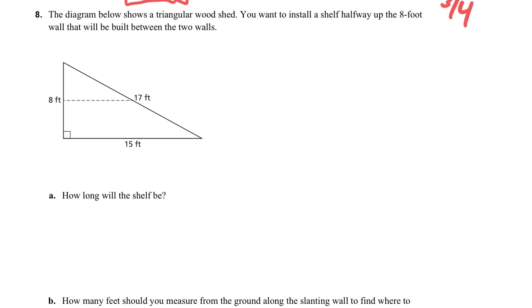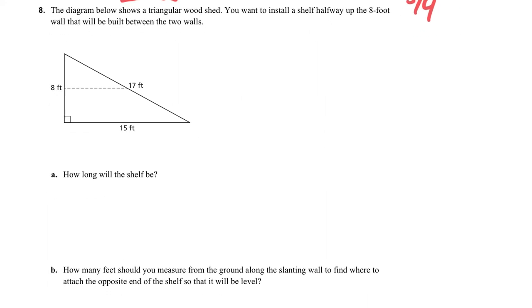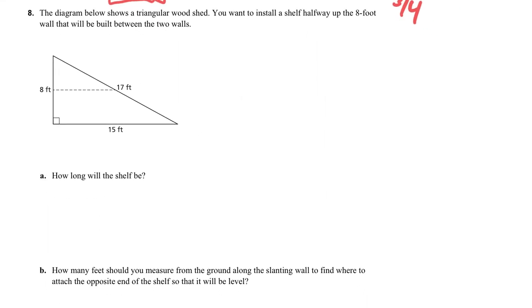This is the multi-part one here. So it's a little bit longer of a problem, just a little bit. The diagram below shows a triangular wood shed, and you want to install a shelf halfway up the 8-foot wall that'll be built between the 2 walls. All right, so we have a vertical wall and then we have a slant over there. The vertical wall is 4 feet. The slanted part is 17 feet.